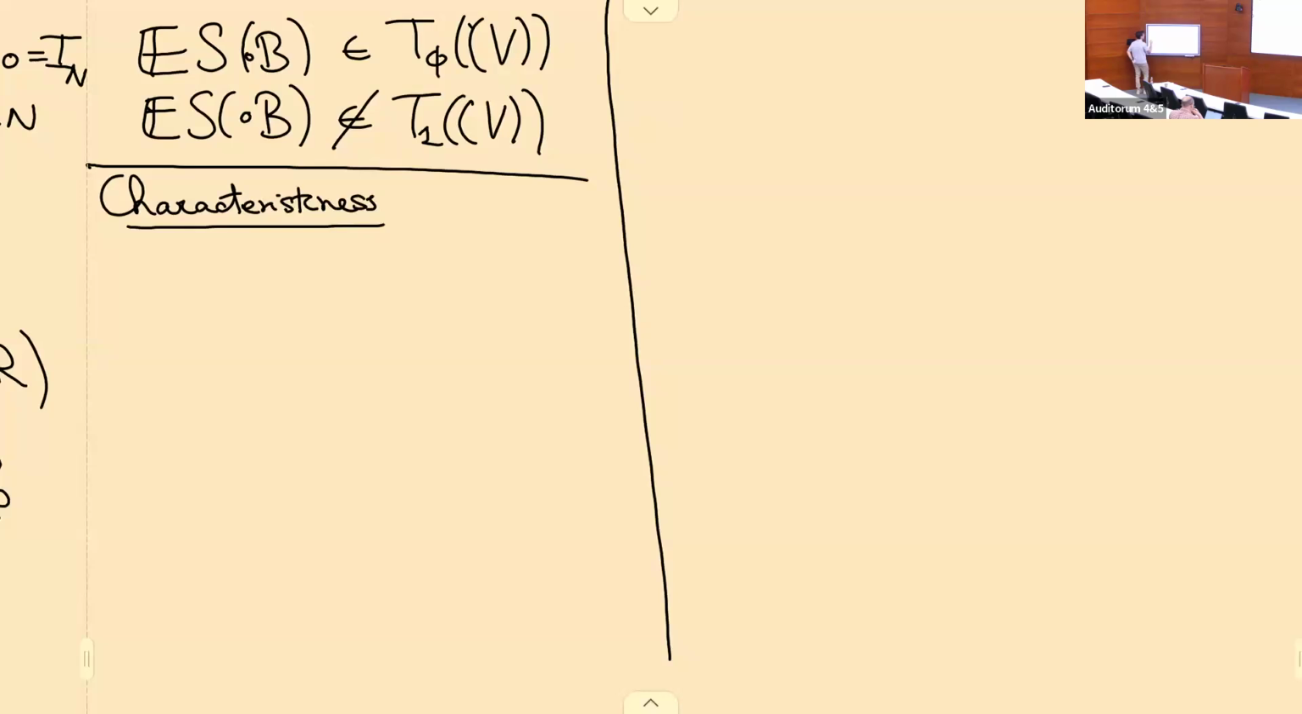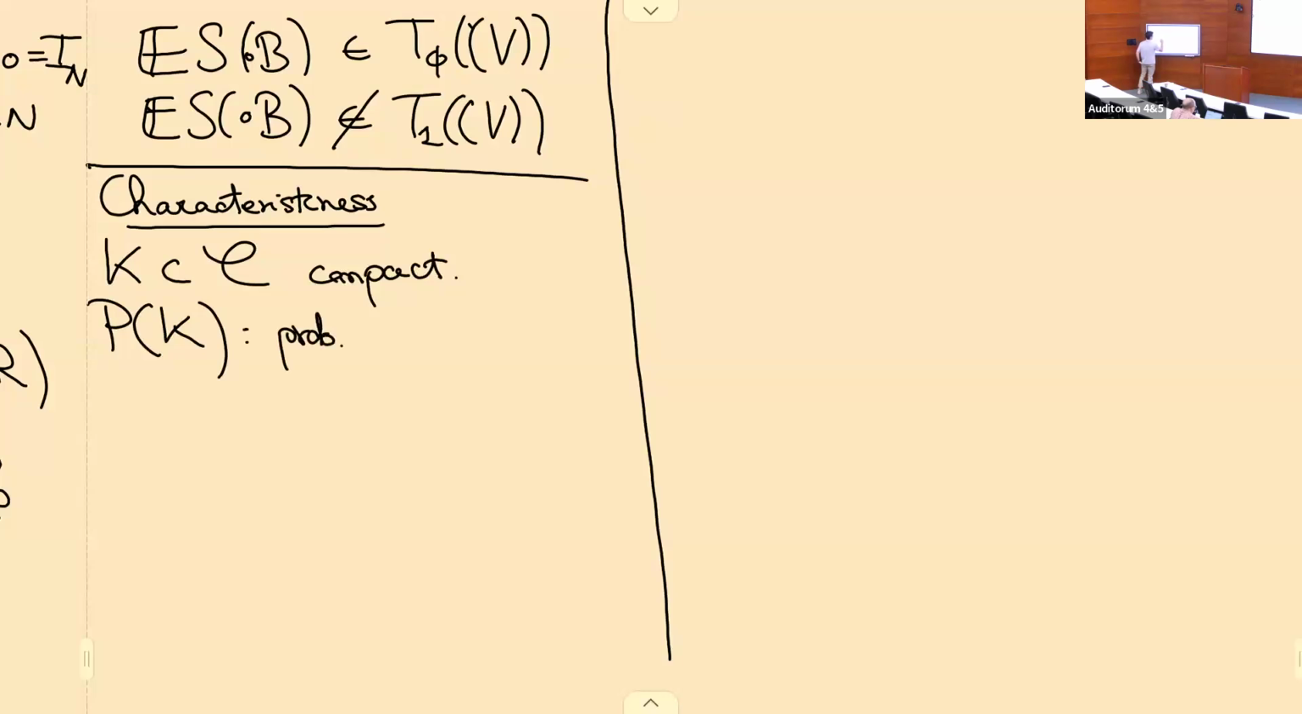A kernel is said to be characteristic if the following holds. Let's specialize directly to path space. Let's consider K to be a compact subset of paths, and let's denote by PK the space of Borel probability measures on K.